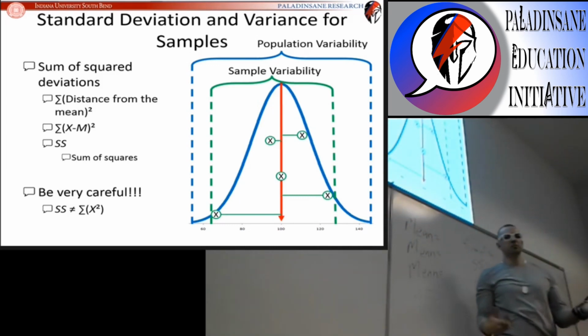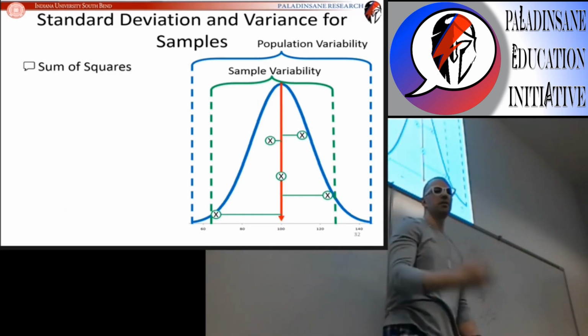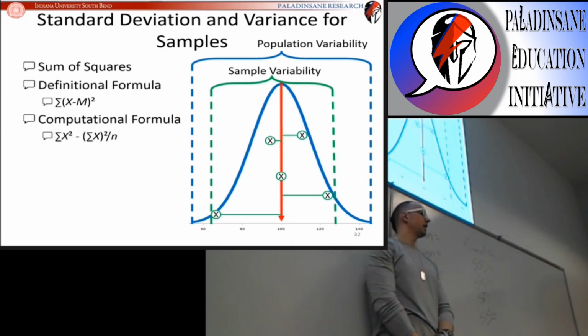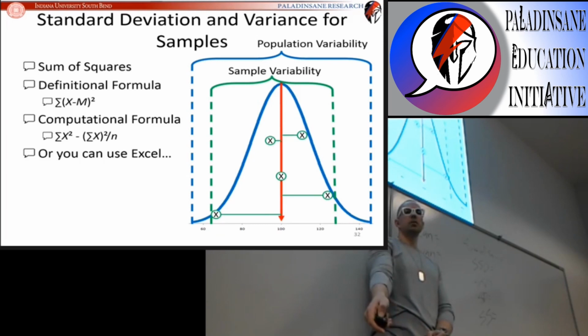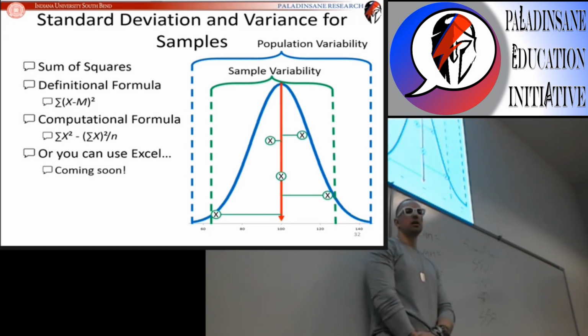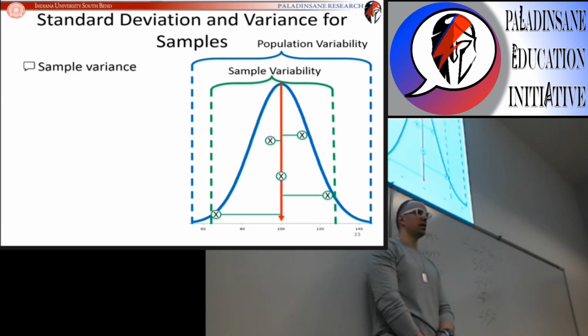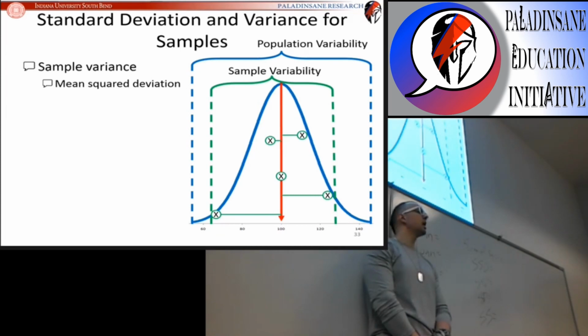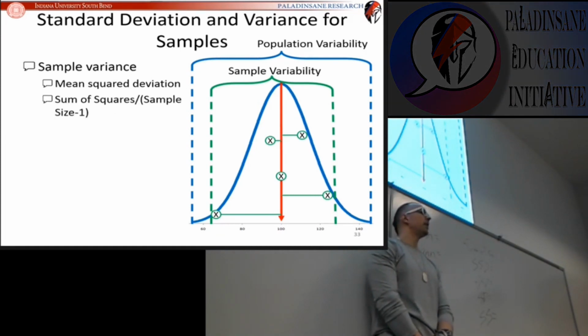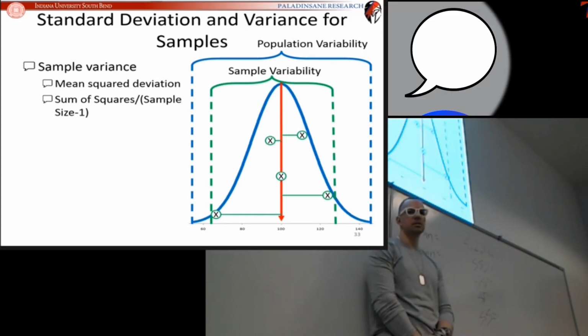And once again, much like the population, you have a definitional formula that makes the sum of squared deviations much easier to calculate. And once again, we're going to use Excel. So where is the difference? Well, the difference comes right now. So we have our sum of squared deviations. Now we're going to find our mean squared deviation, but this time we're going to divide it by the number of scores minus 1. And that minus 1 is the correction. That minus 1 is the adjustment of the bias.